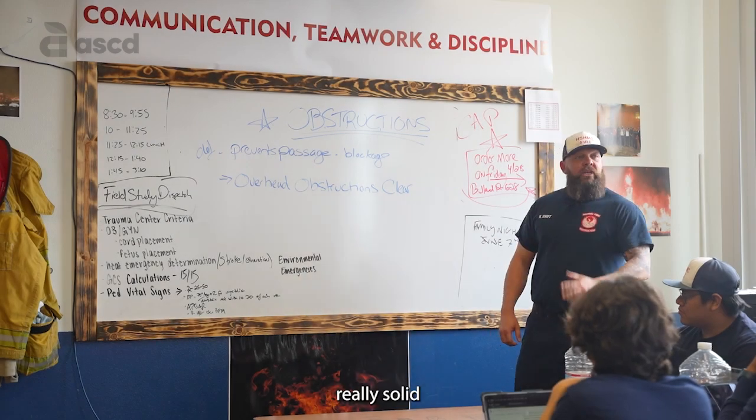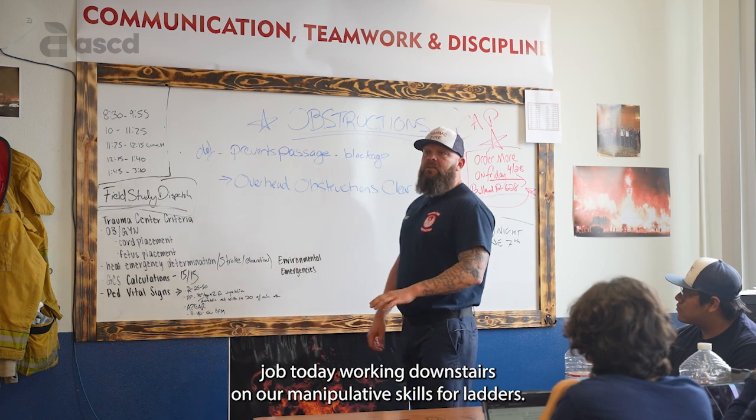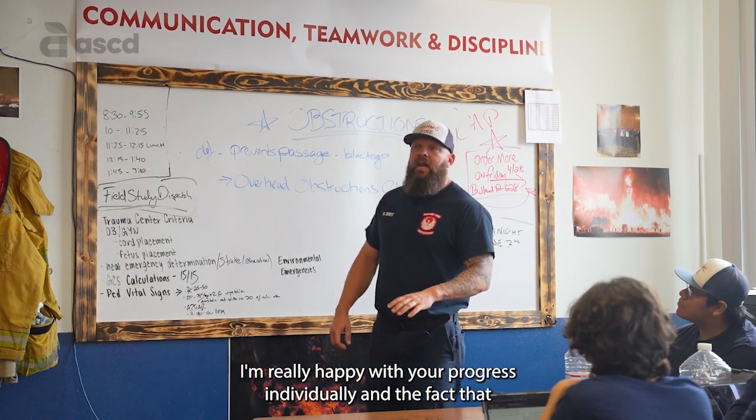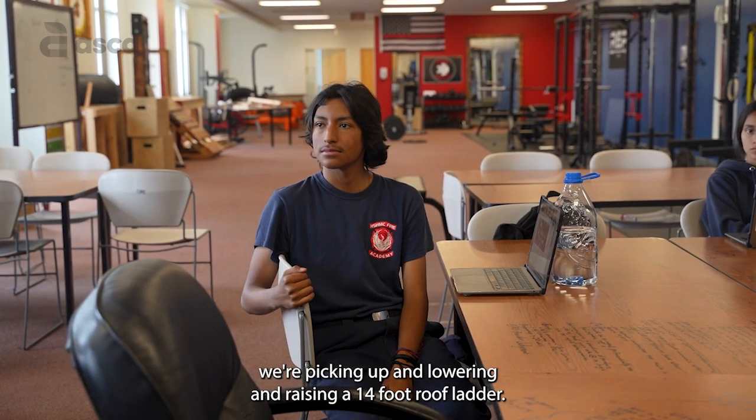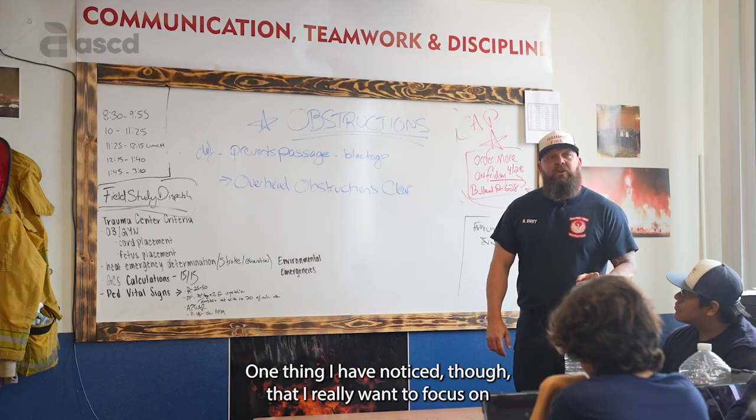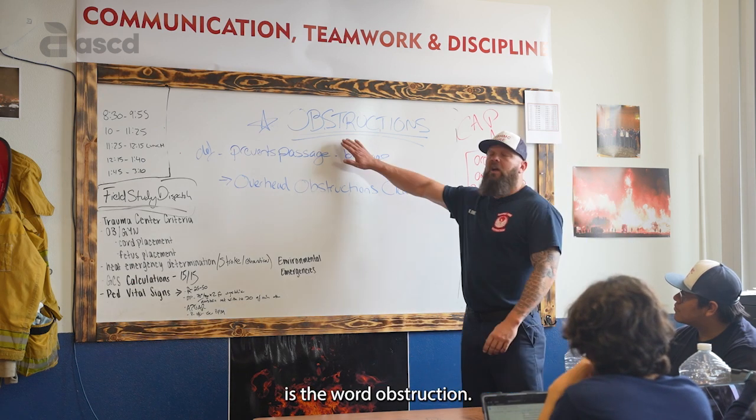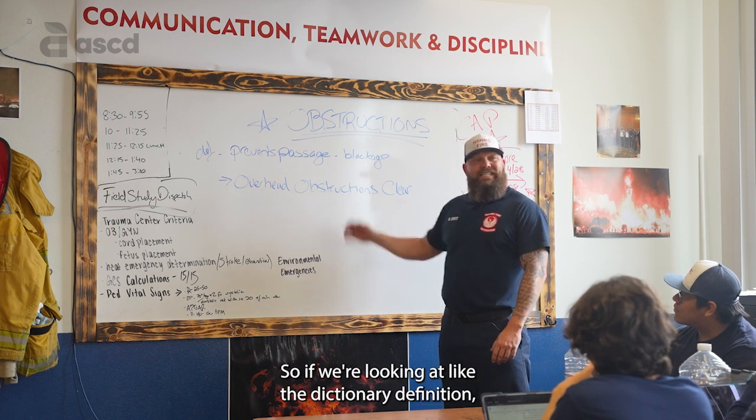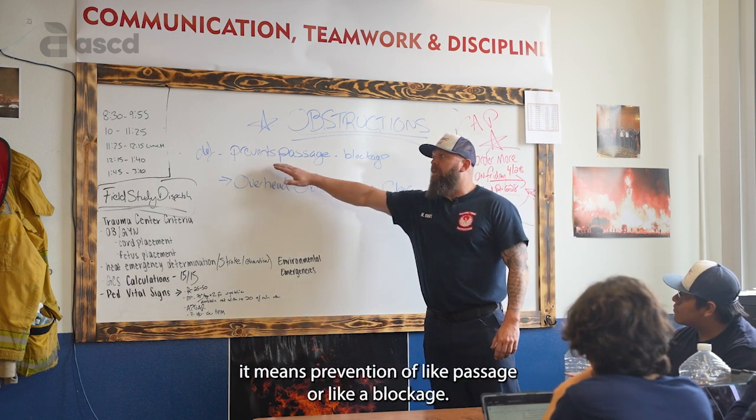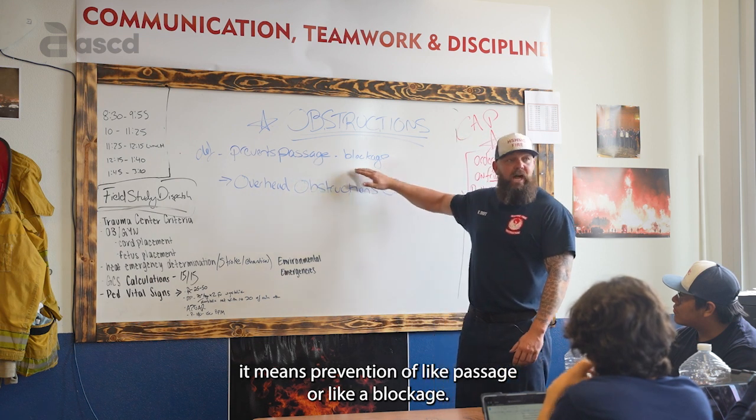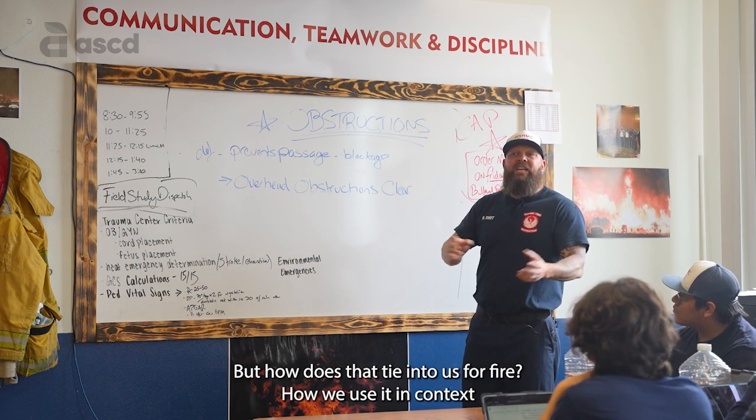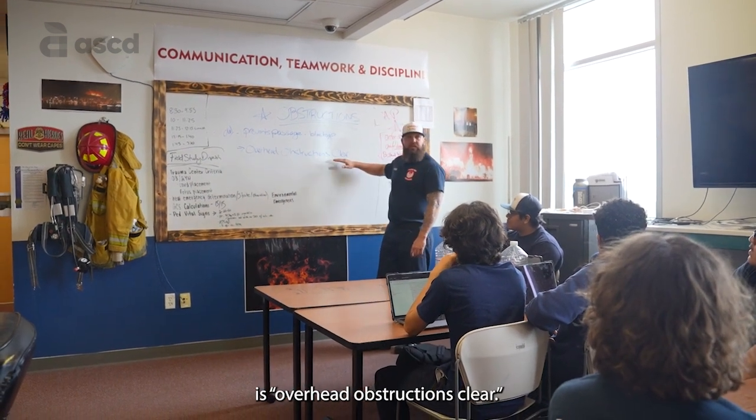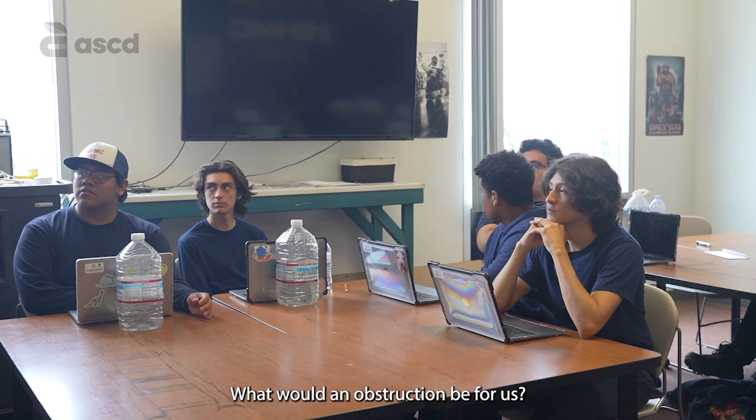All right, really solid job today working downstairs on our manipulative skills for ladders. I'm really happy with your progress individually and the fact that we're picking up and lowering and raising a 14-foot roof ladder. One thing I have noticed, though, that I really want to focus on is the word obstruction. And I think collectively we can all improve upon that. If we're looking at the dictionary definition, it means prevention of passage or a blockage, right? But how does that tie into us for fire? How we use it in context is "overhead obstructions cleared." What would an obstruction be for us?